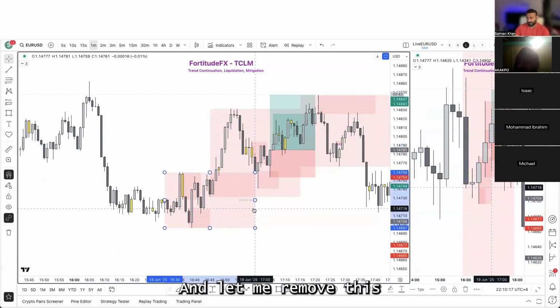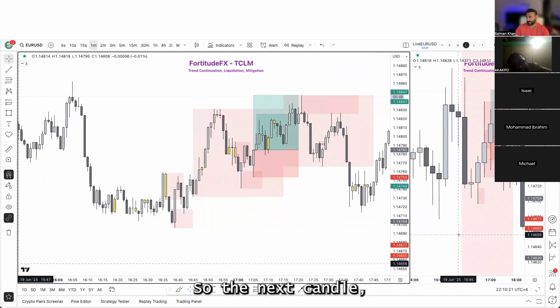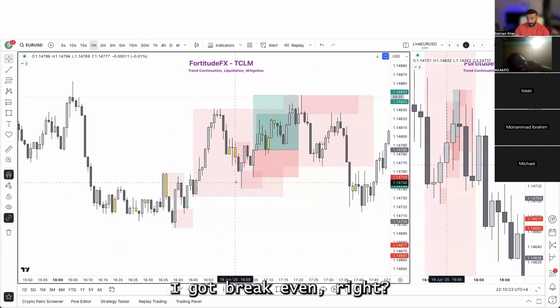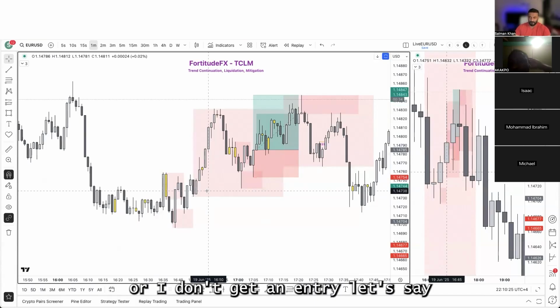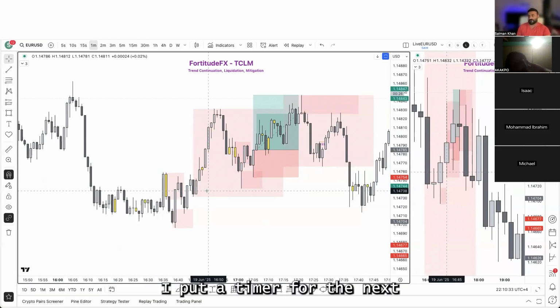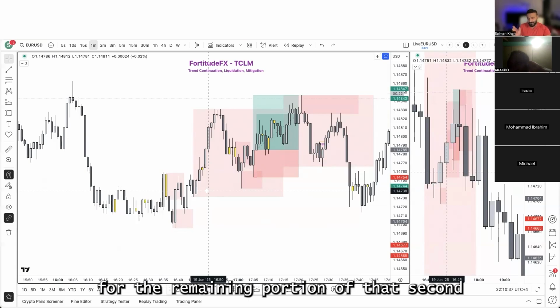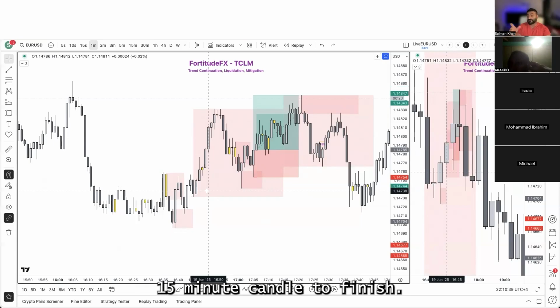And let me remove this so you understand which candle I am next trading. So the next candle. Once this trade is gone, I got break even, right? It could happen, or I don't get an entry, let's say within the first 5-10 minutes of the following candle. I just put a timer for the next 15 minutes, for the remaining portion of that second 15-minute candle to finish, so I can come back and see what it's doing now.